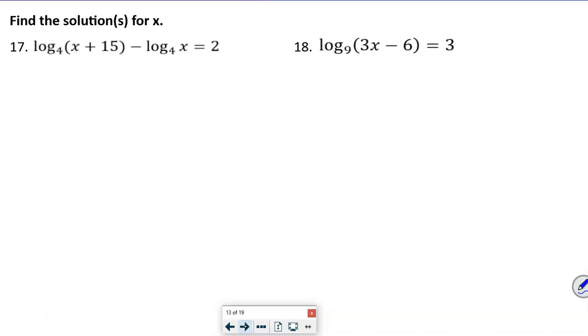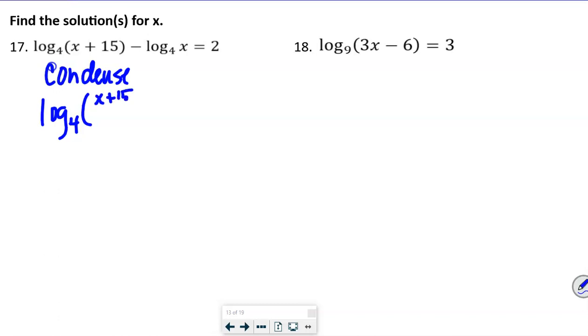All right, so the next one says find the solutions for x. So again, this time we need to condense first. Okay, so we're going to say log base 4 of x plus 15. And remember, if it's minus, we're going to divide by what's there, okay, equals 2. Now we're going to put it in exponential form. So the base to the power of what's on the other side of the equal sign is equal to x plus 15 over x.